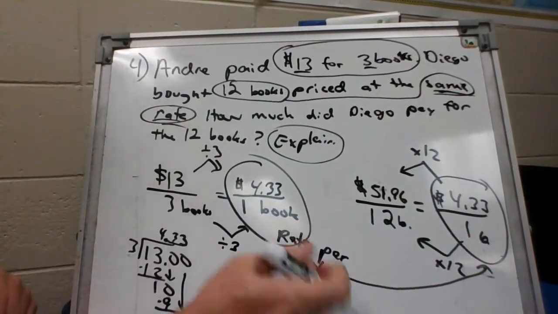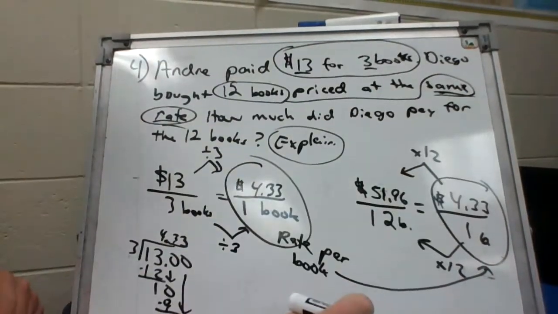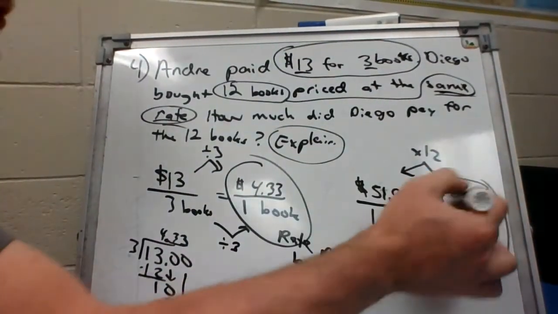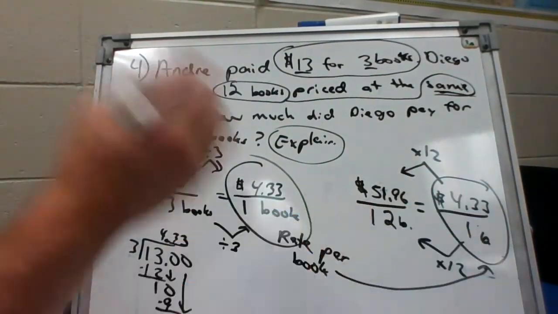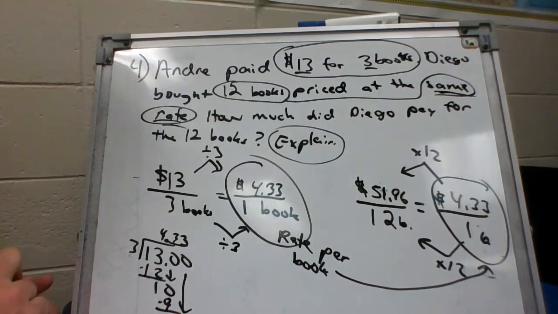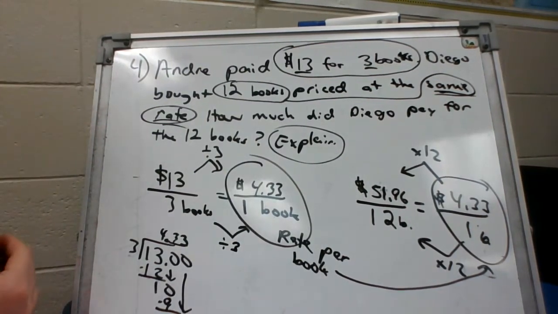Well, we could do the same thing for 55 books, 44 books, 76 books, because we got the unit rate. We got 1 of something, and all we have to do is multiply that times whatever the case may be, okay? All right, so this is number 4, practice problems, lesson 13.